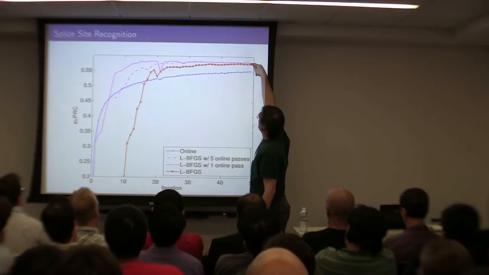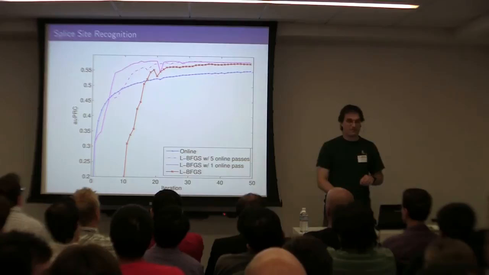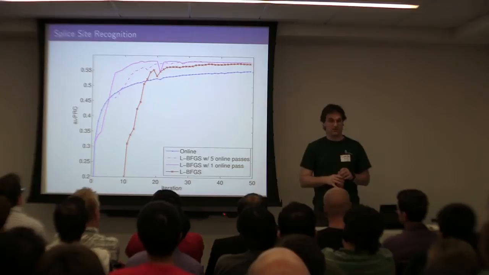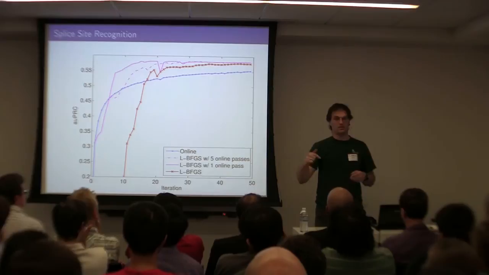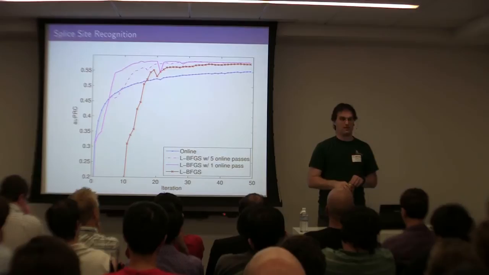Yes? What happened around iteration 18 or 19? Well, I don't know exactly what happened. But the thing to understand is that LBFGS is only an approximation to the inverse Hessian, and that means that sometimes it goes wrong. The LBFGS built into VW is very aggressive about stepping every time it passes through the data.